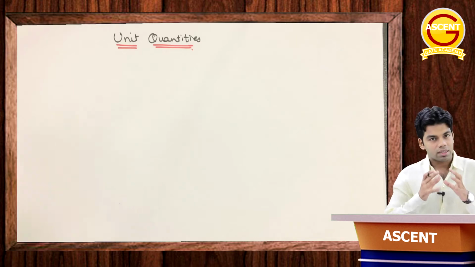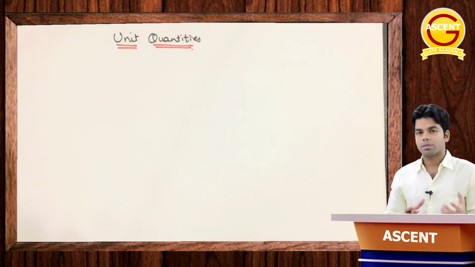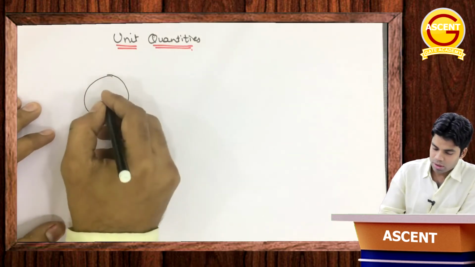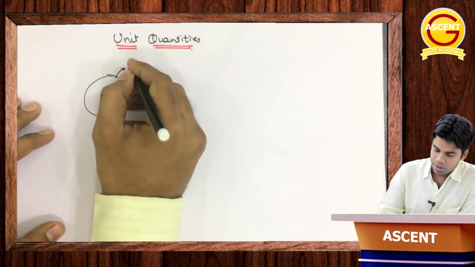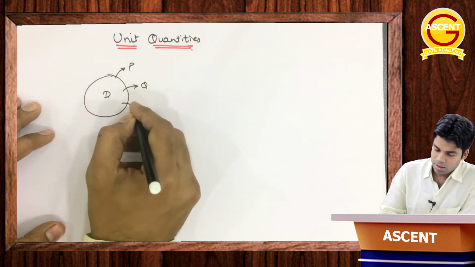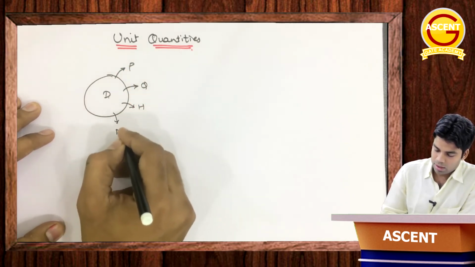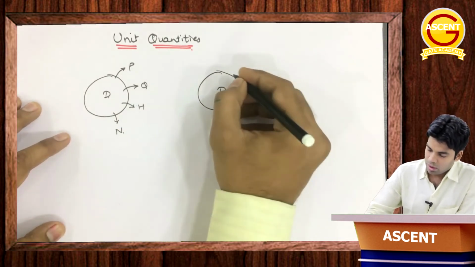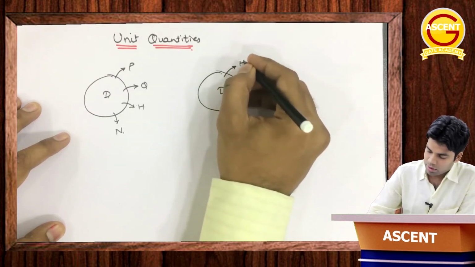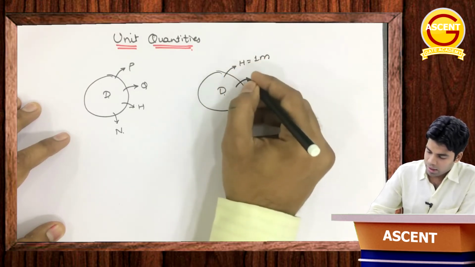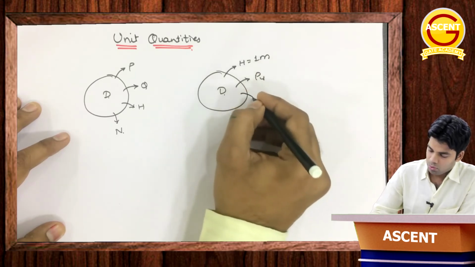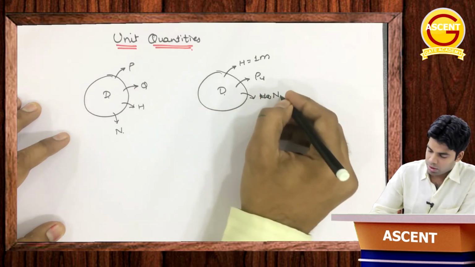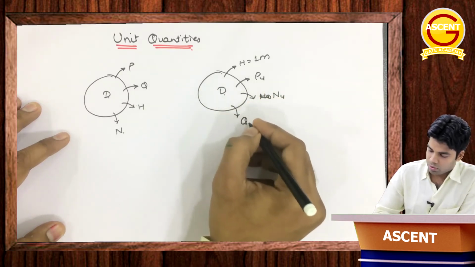So when the same turbine is working under unit head, the quantities which we are getting are unit quantities. That means this is our original turbine, the power developed is P, discharge is Q, head is H, and speed is N. Now if the same turbine having the same dimensions is working under unit head, that means the head is equal to 1 meter, then the power developed is unit power Pu, the speed is unit speed Nu, and the discharge is unit discharge Qu.